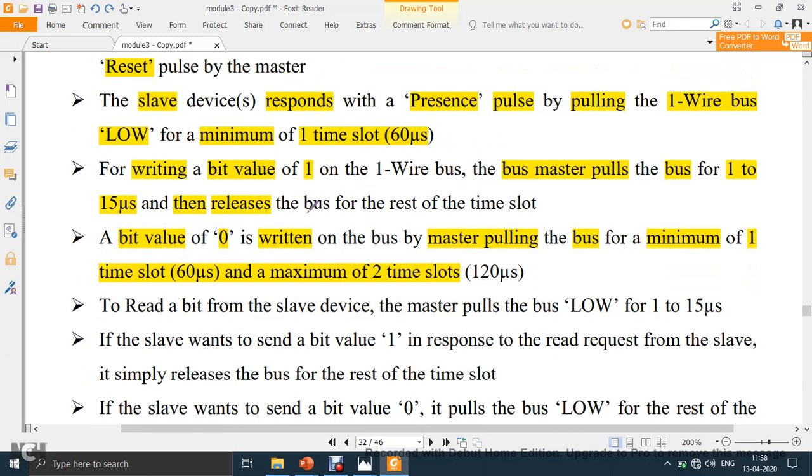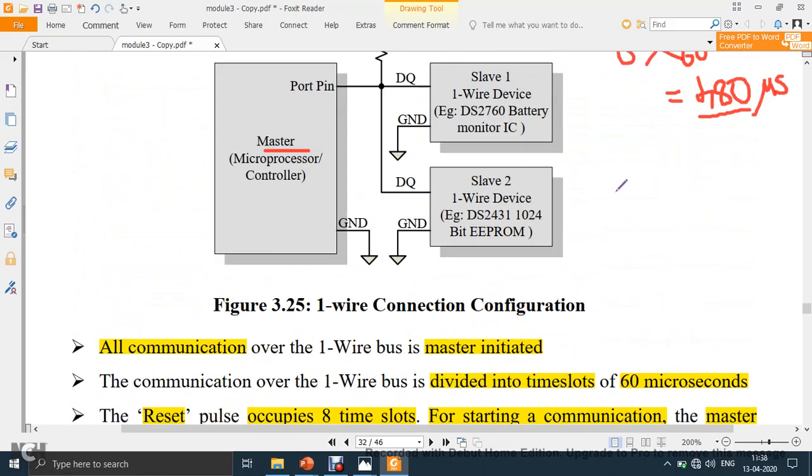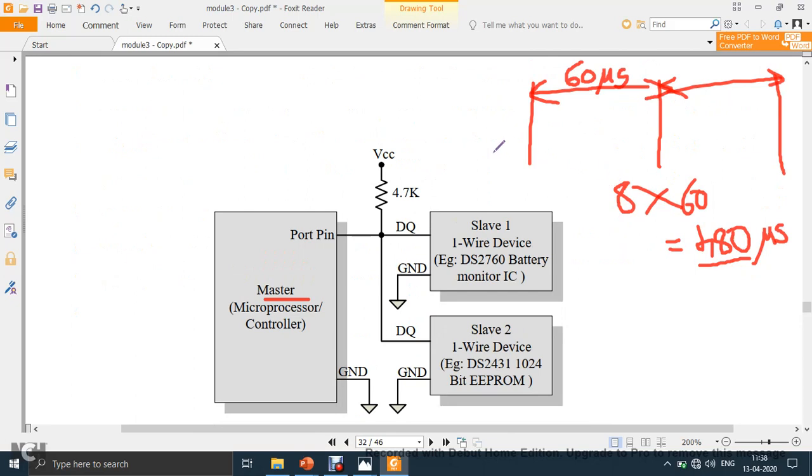Okay, so this is how the data transfer will take place. To write a 1, the master will pull the bus low for 1 to 15 microseconds and then release the bus. Suppose you want to write a 1. This is one time slot, from here to here, 16 microseconds.